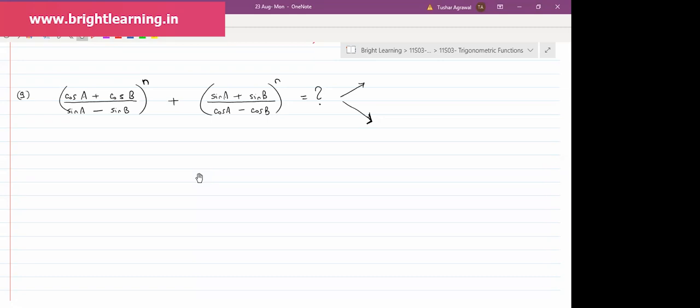Sir, is the first answer cos of A square minus B square by 2? Cos of A square minus B square by 2. No.